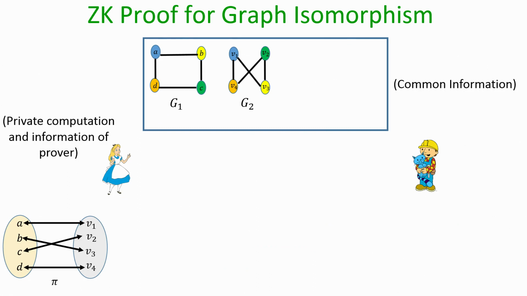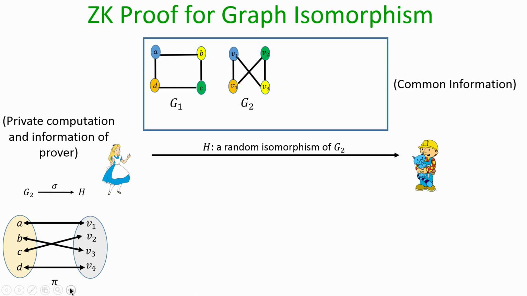In this rectangle box I have highlighted the public information. The public information available to both Alice and Bob is the description of the two graphs, and the private information available with Alice, the prover, is the witness pi, the mapping from the vertex set of the first graph to the vertex set of the second graph.